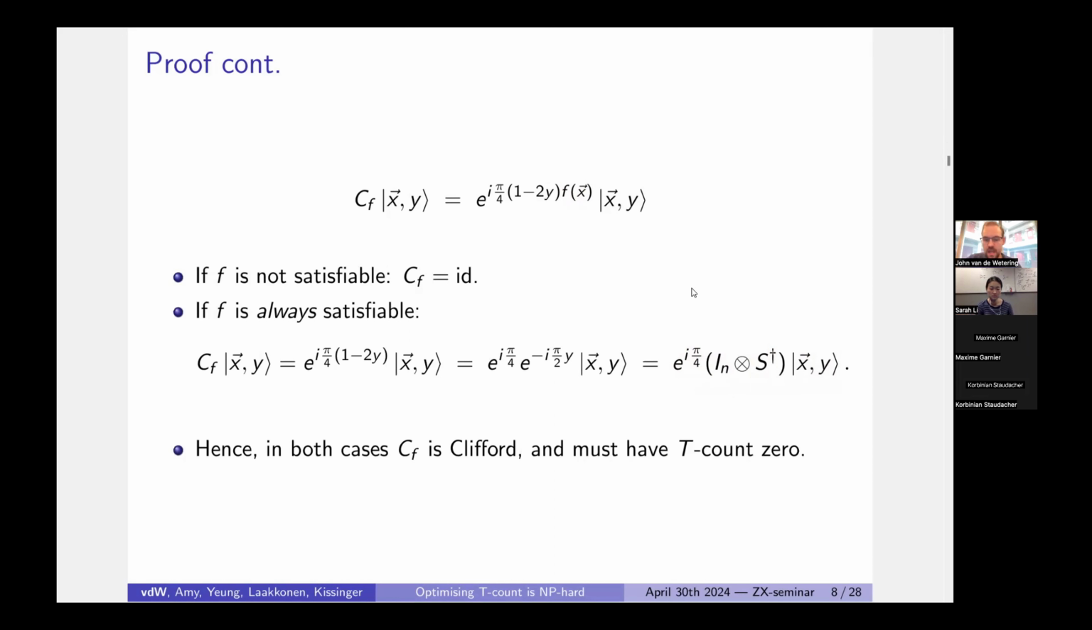So in both cases, C_f is Clifford, and that must mean its T count is 0, because there is a Clifford implementation of this same unitary, which means that T count 0 just means it's Clifford.